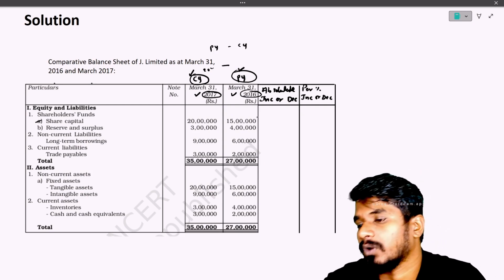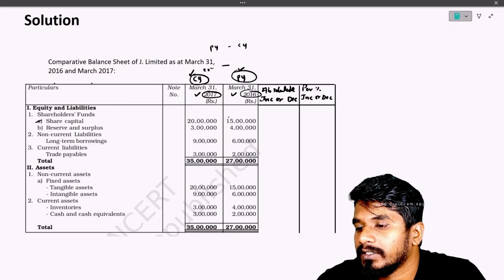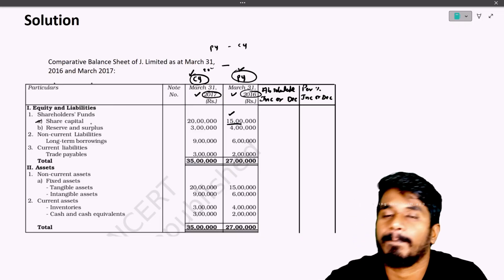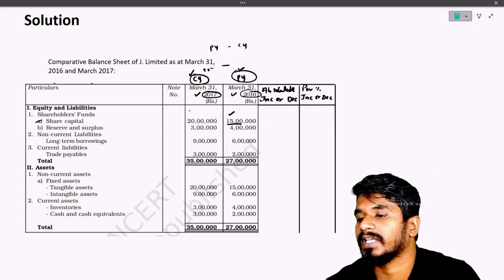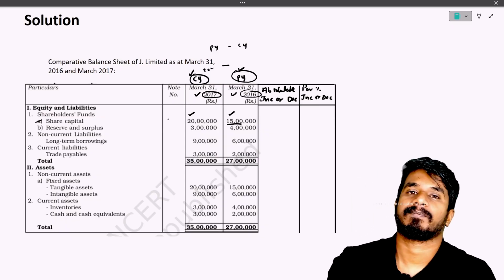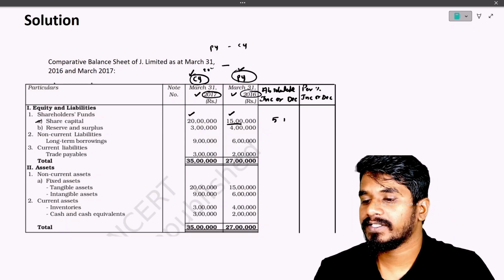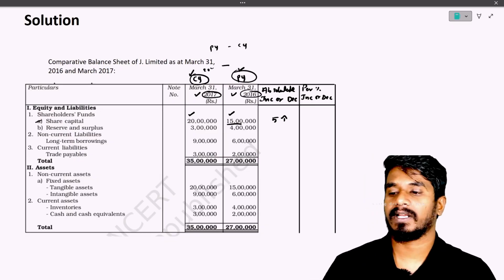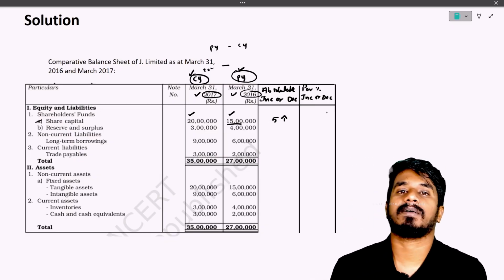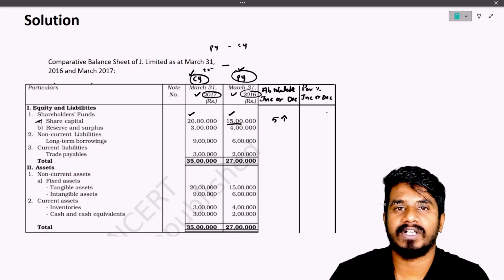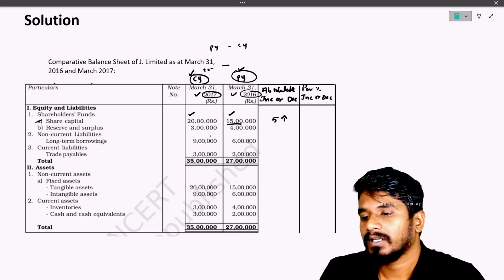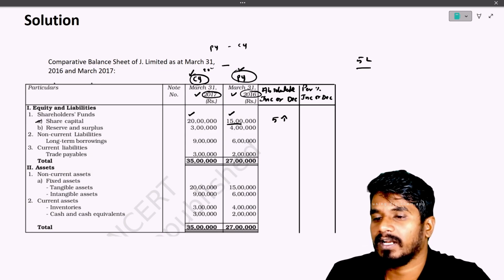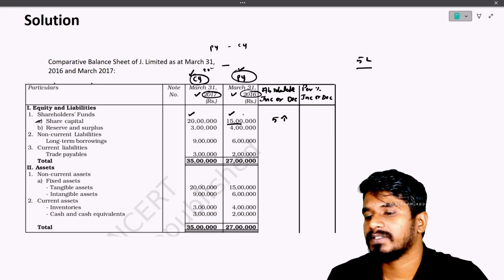So let us start solving the question. In 2016, we had 15 lakhs share capital, but in 2017, we have 20 lakhs. So almost 5 lakhs increased, correct? 5 lakhs increased from 2016 to 2017. Then we need to find out the percentage. Same as profit and loss, there is no change, right? So here 5 lakhs is the change, and we'll compare it to the base year. What is the base year?